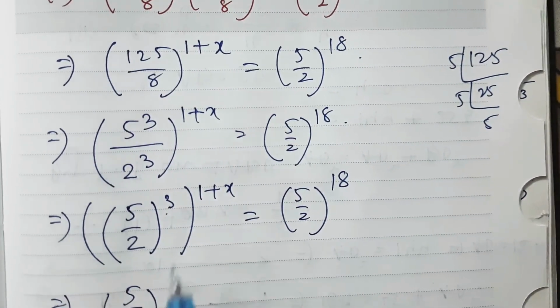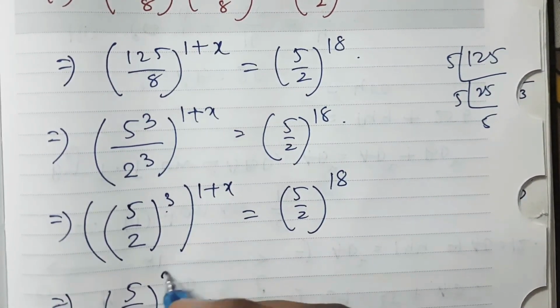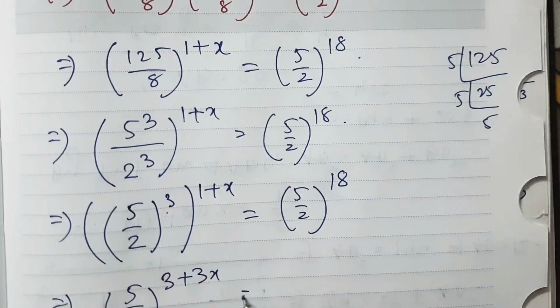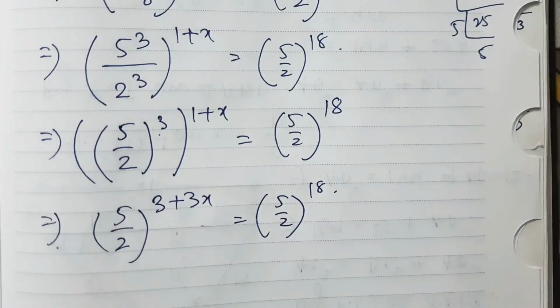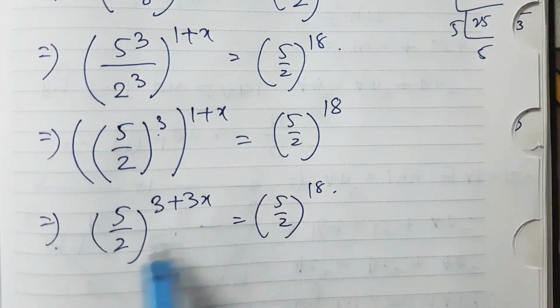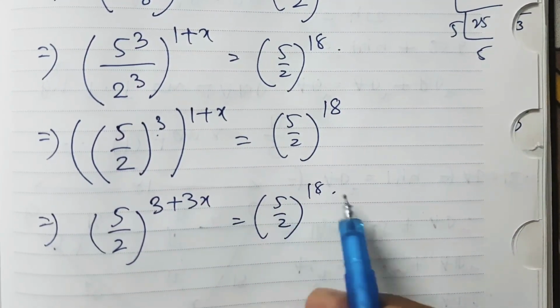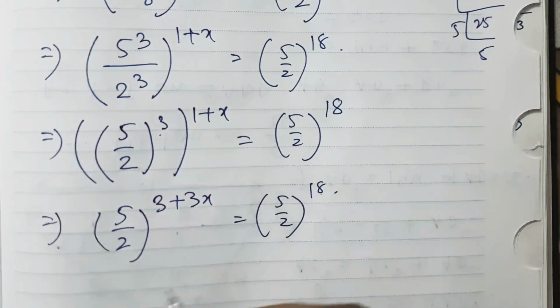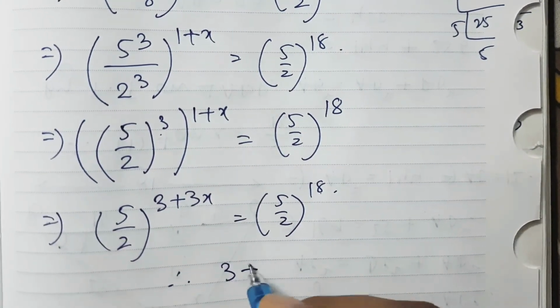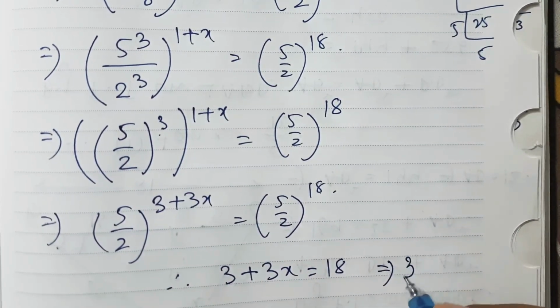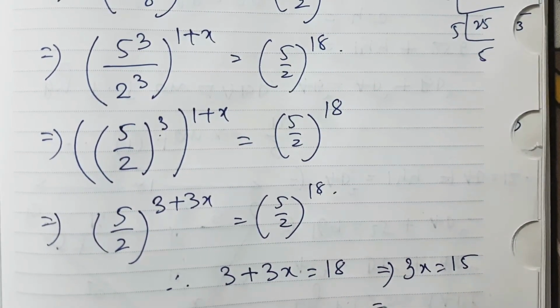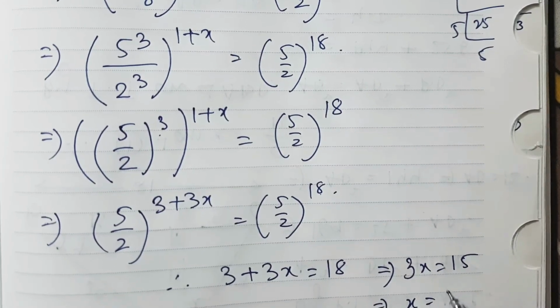So (5/2), you just multiply 3 and (1+x), so 3 plus 3x, (5/2)^18. Now you can see that both the bases are same, so you can just equate the powers. So therefore 3 plus 3x equal to 18. So from here 3x equal to 15, x equal to 5.